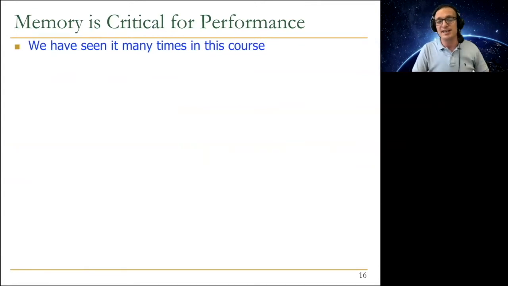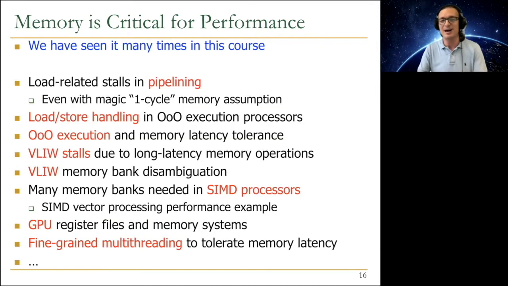Okay, memory is, basically my point is memory is critical for performance, and we have seen it many times in this course. Just to remind you a little bit, even though we never really went in depth into memory, except for maybe register file design and flip-flop design, except for lecture 6, where we covered sequential logic, we did talk about memory. For example, we talked about load-related stalls and pipelining. We said that even with one cycle magic memory assumption, a dependent instruction that comes after a load has to stall. So you have a one cycle bubble, right? Because memory access happens a little bit later, right?